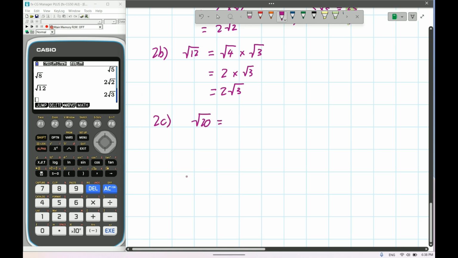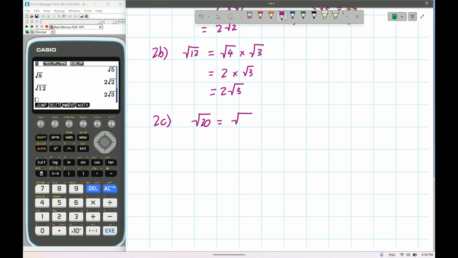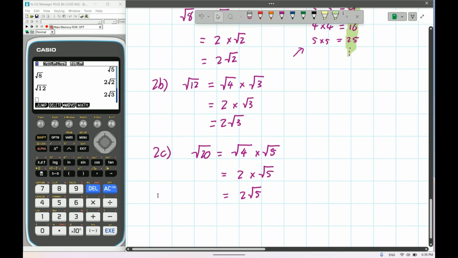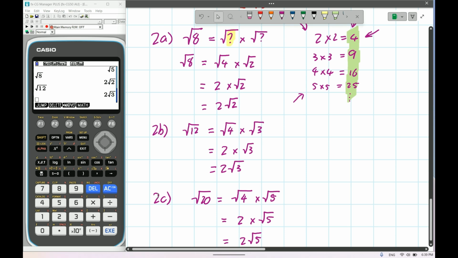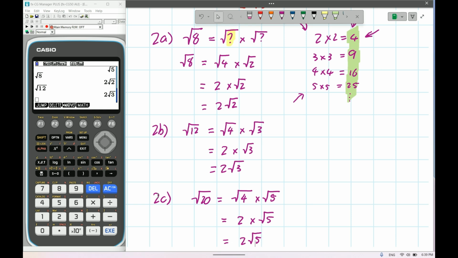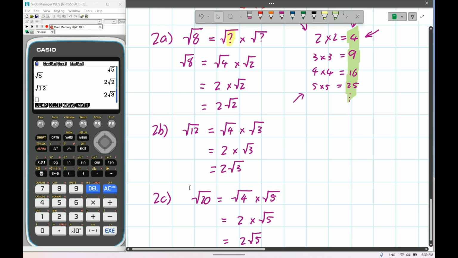Square root 20. So I know that becomes square root 4 times square root 5. Yeah, and square root 4 will become 2 times root 5, so this will become 2 square root 5. Okay. So for all these questions that we're doing in question 2, we're just breaking it up so that one number is a square number. Depending on where you're from, maybe you might have heard the term a perfect square. In either case, it's just a perfect square or a square number.